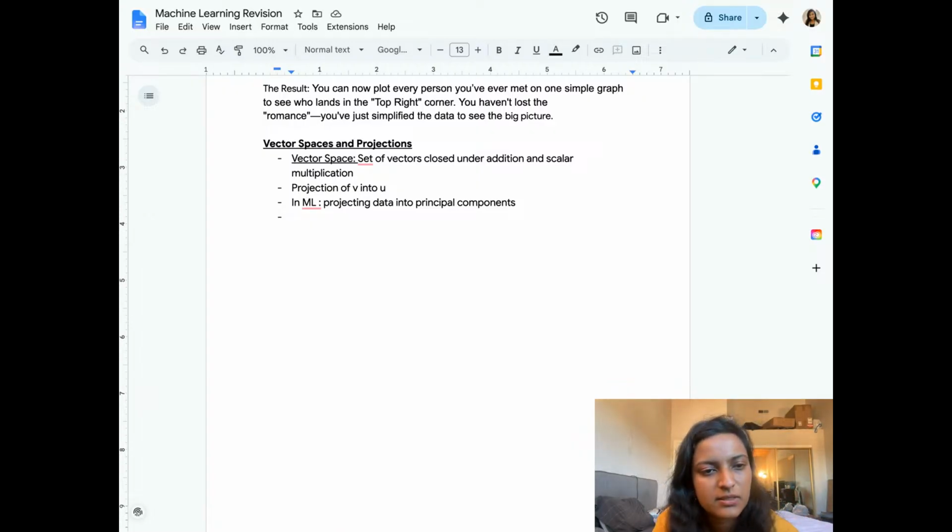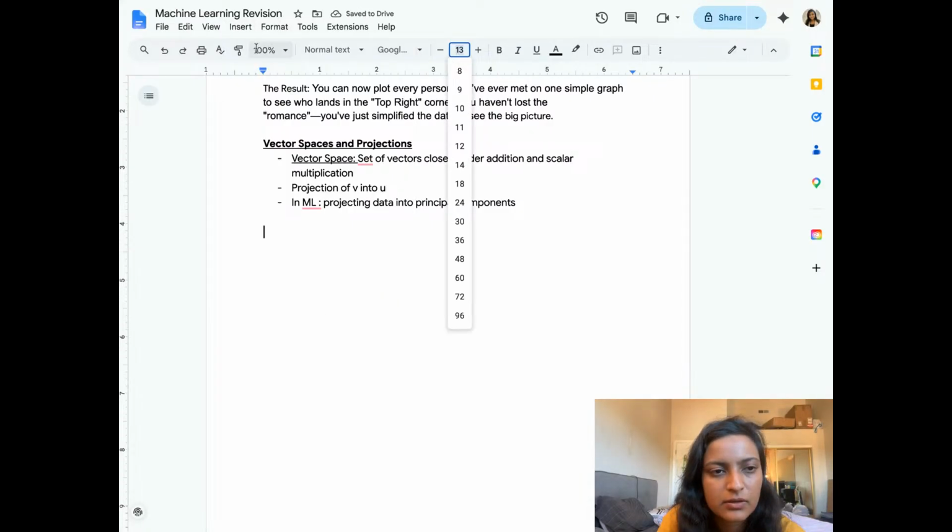PCA is a linear method, kernel PCA since... Okay, I have three images and we'll go through them together. Right, insert image, load.